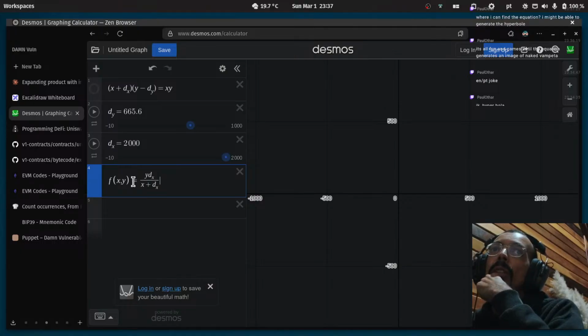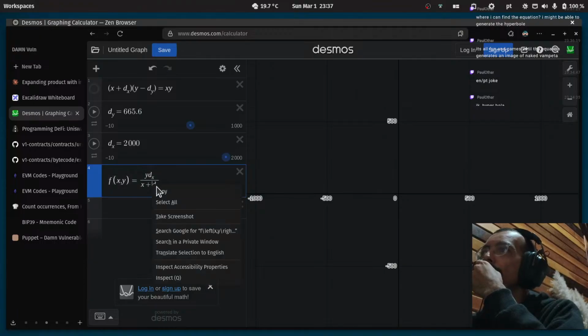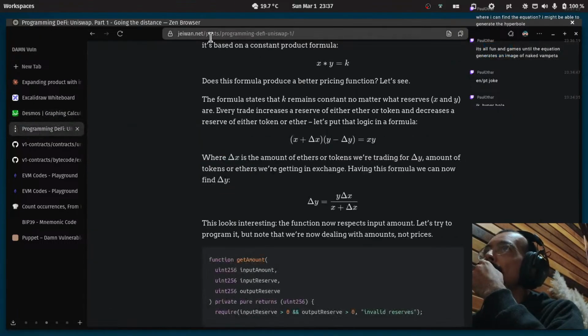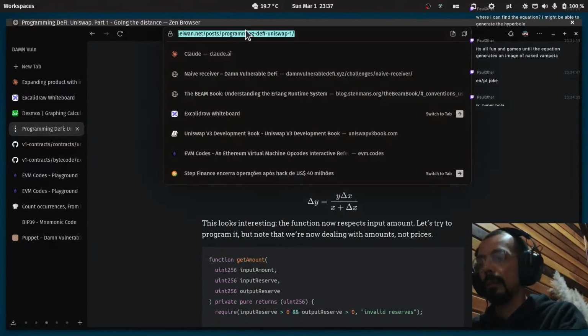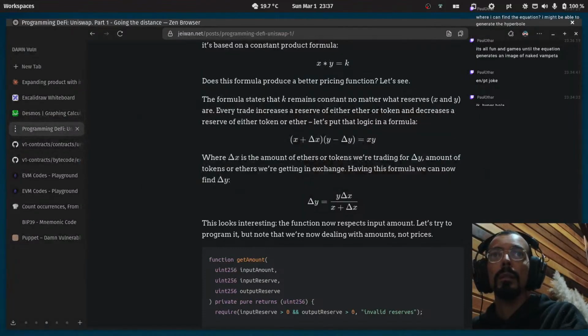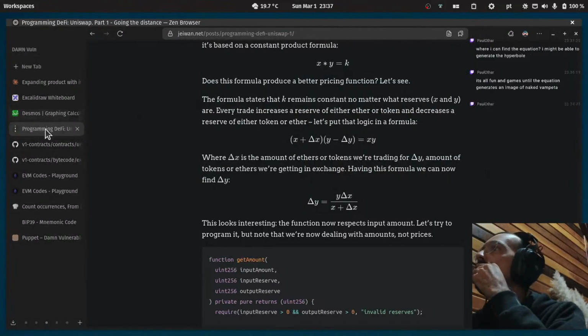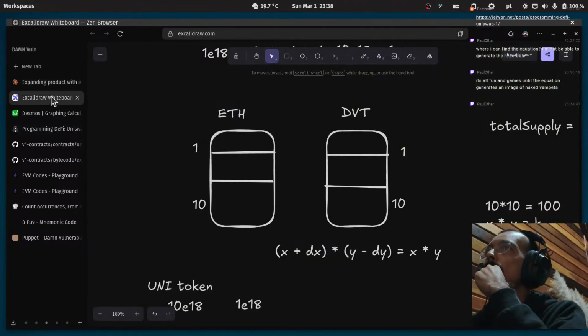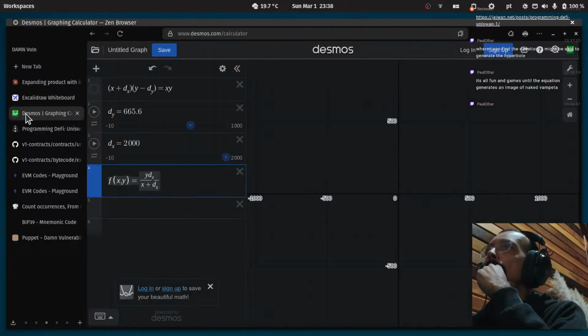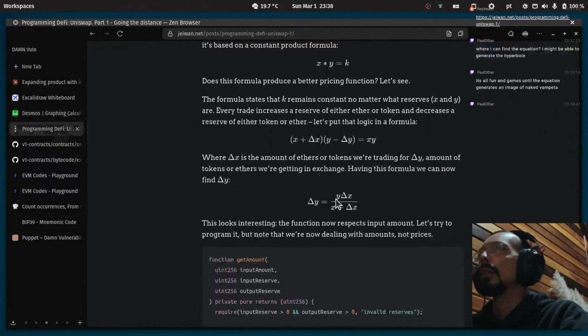Where can I find the equation? I might be able to generate the hyperbola. The equation, what is it? This. The website is... I think a more easy way to go. It's Uniswap. Oh wait, I can send the link, right? I think you can open the link there in Twitch. Otherwise, you can go to YouTube too. Yeah, maybe you can generate the curve.